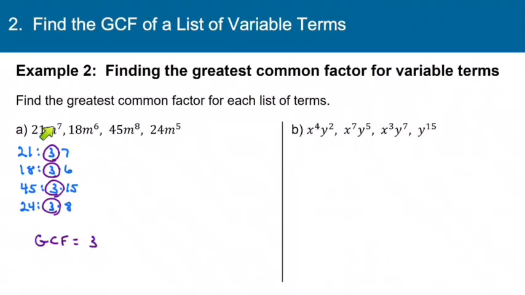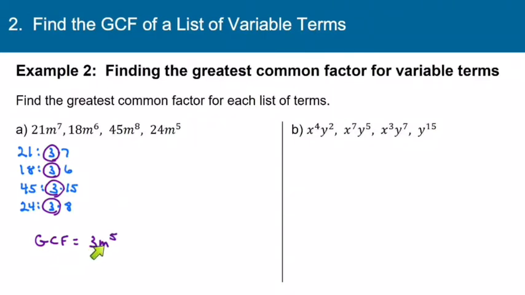And now let's work on the variable part. Here we have m to the 7th, m to the 6th, m to the 8th, and m to the 5th. So m is common to every term, and that means we want to use the smallest m power in our GCF.